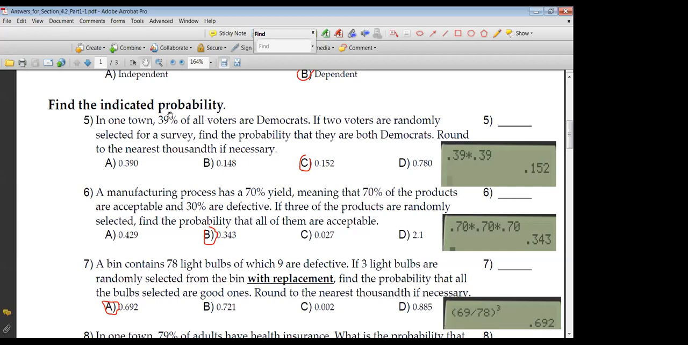Because he's given me percentages, even though theoretically these would be dependent events because I'm pulling a Democrat out of the list, because of the percentages I can treat this as independent, which means I can use the same percentage, 0.39, or 39%. So the probability of picking a Democrat is 0.39, and I'm multiplying by the probability of picking another Democrat, which is 0.39. And if I did it a third time, it would be times 0.39.